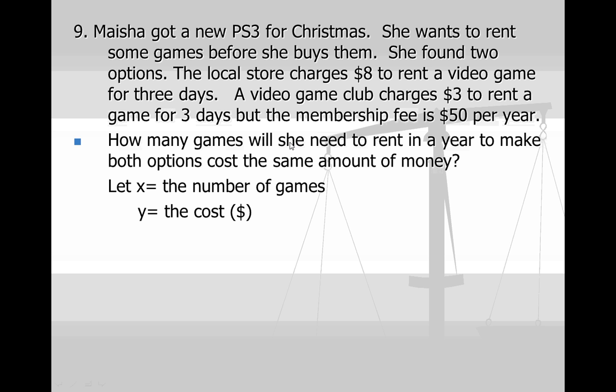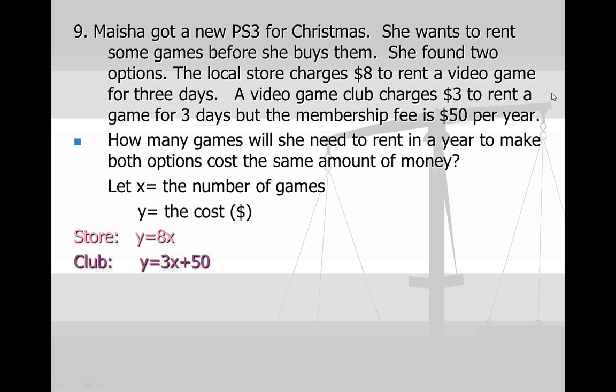So let's see, can we write the equation for the local store? What's the coefficient? What's the slope? What goes with the number of games? So at store 1, it's y equals 8x. And why is there nothing added to the end of this? Because they don't charge a setup fee or a membership fee. You can just go to the store and rent it for $8 for 3 days. This one, it's $3. It's cheaper to rent it, but you have to pay a yearly membership fee of $50. So there's your 2 equations.